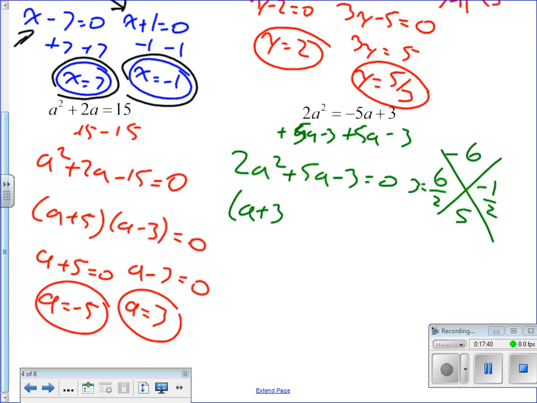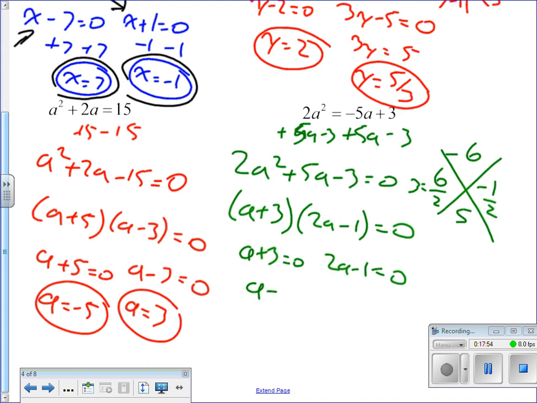So I have a plus 3, 2a minus 1 equal to 0. So a plus 3 is equal to 0. 2a minus 1 is equal to 0. A equals negative 3, and a equals 1/2. Add 1, divide by 2, you get 1/2.